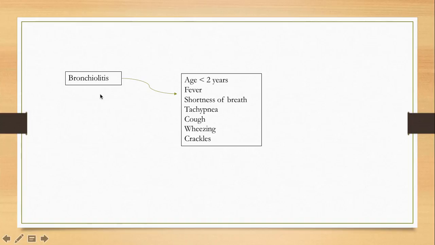Now, how do these patients present? Usually they are very young, younger than 2 years of age. Symptoms usually last a few days before they come in, so sometimes within a day or two, but almost never more than 1 week. And they have lots of different symptoms: fever, shortness of breath, and tachypnea. They don't really say that they have shortness of breath, but because they're breathing so fast, parents notice it. They can also have cough and wheezing and crackles on exam.